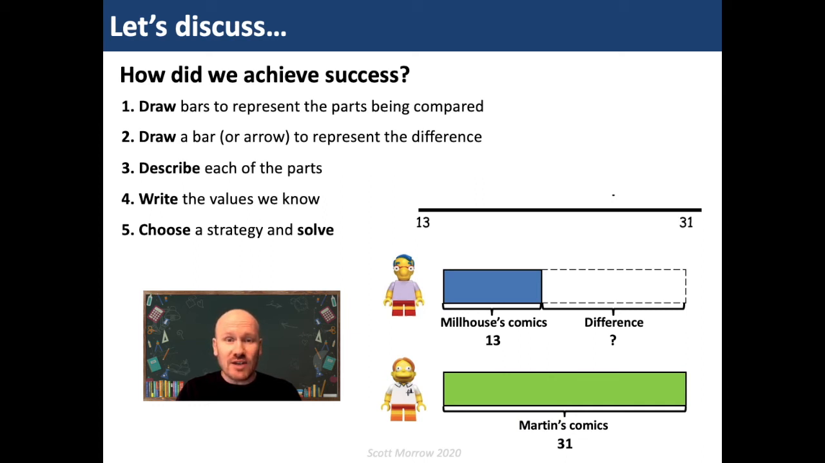Now we didn't do this one at a time, we counted on in jumps. We counted on 7 to get to 20 because it's a friendly number, then we counted on 10 to get to 30, then finally we counted on 1. Once we'd counted on from 13 to 31, we could then add up those jumps. So we added 10 and 7 and 1 to find out that Martin had 18 more comics than Millhouse.